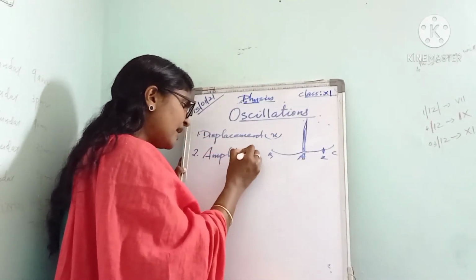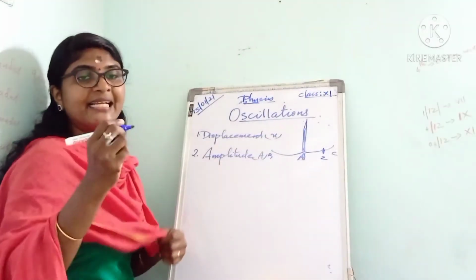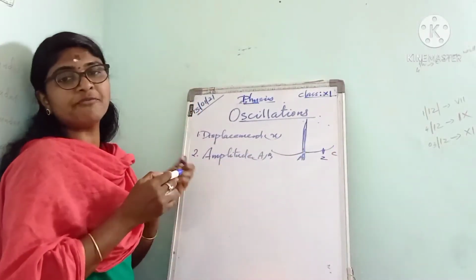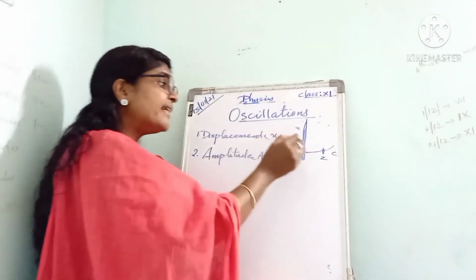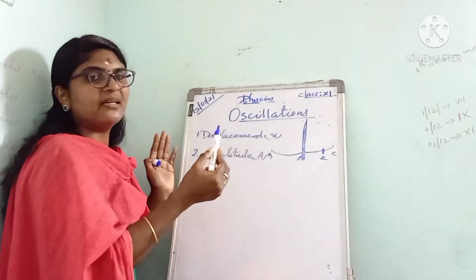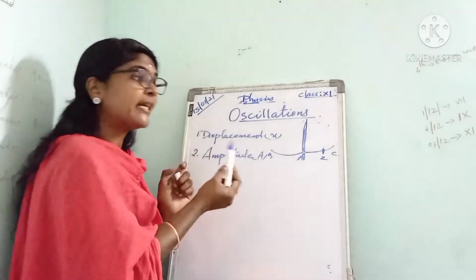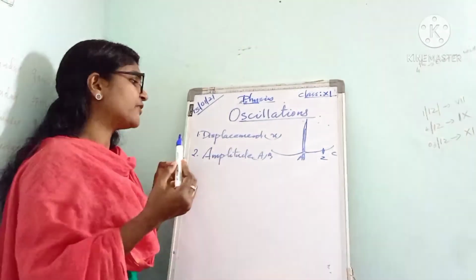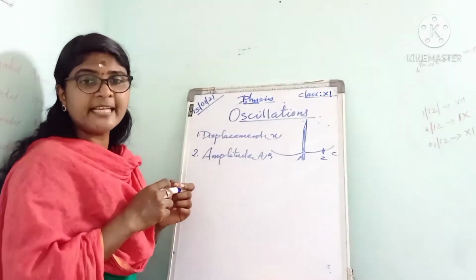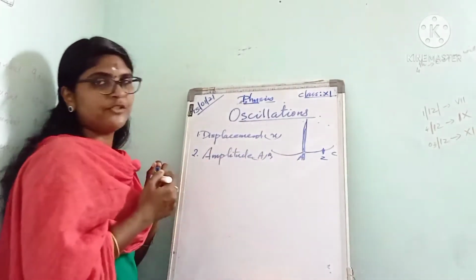The next is amplitude, and it is represented by the letter A. Actually it is the maximum displacement of the oscillating particle on either side of the mean position. The maximum distance from the mean position on either side of the mean position is called amplitude.